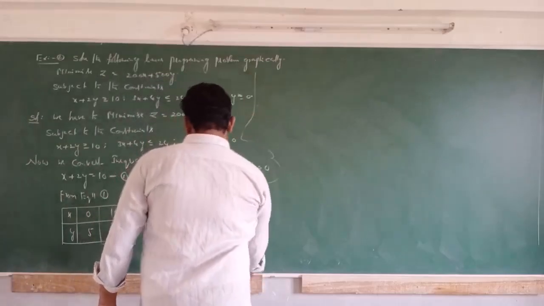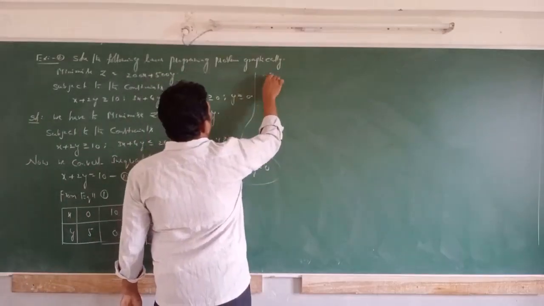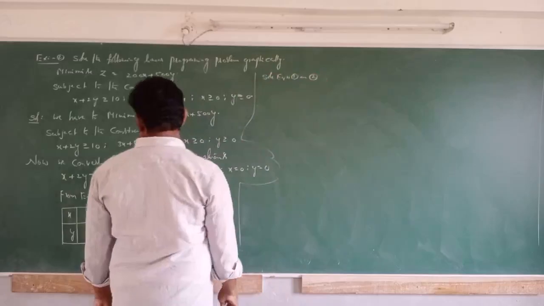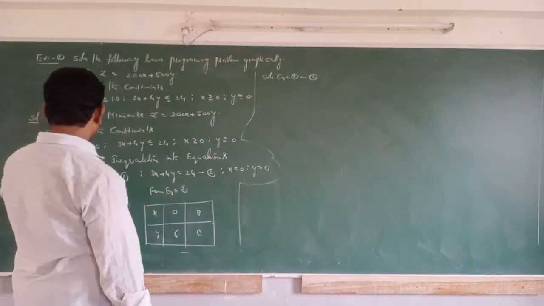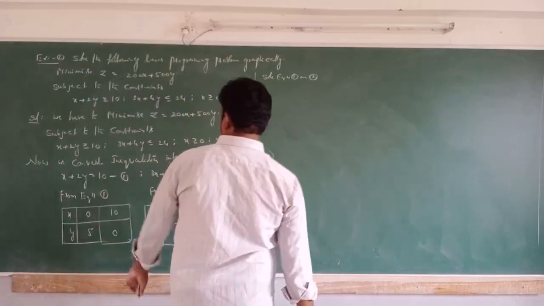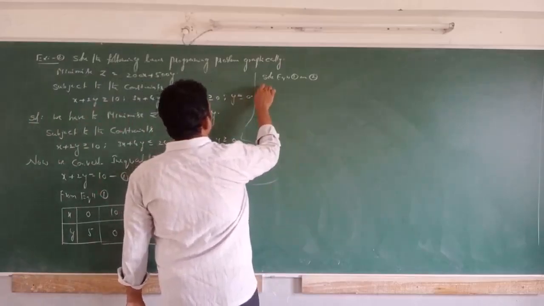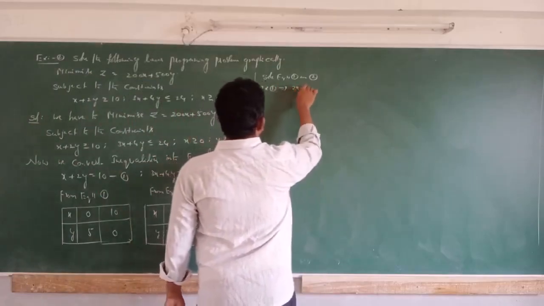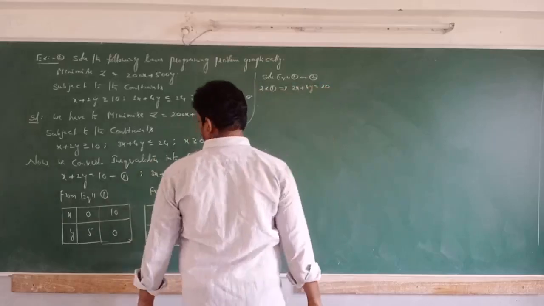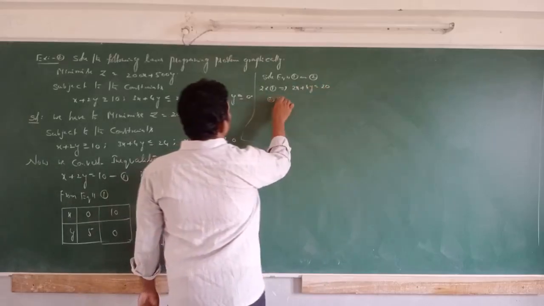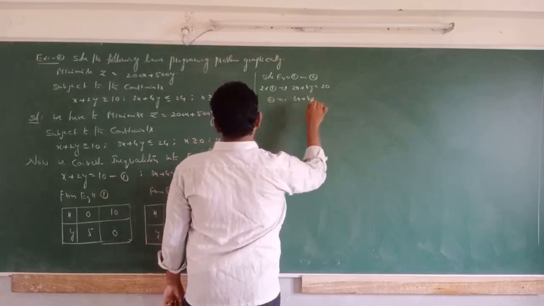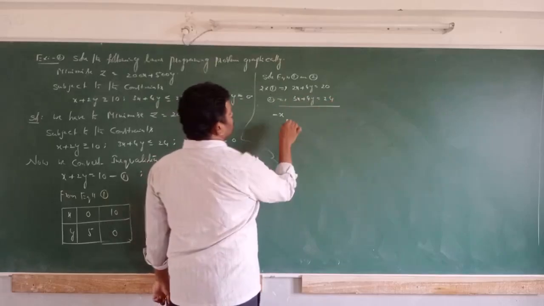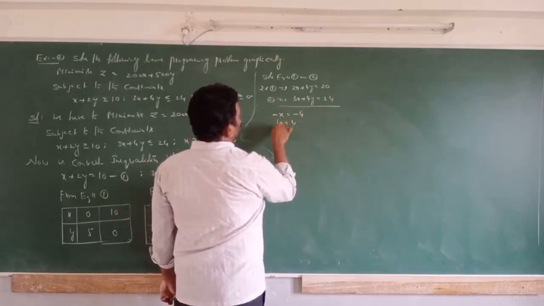Sometimes if you want the point of intersection of equation 1 and 2, solve equation 1 and 2. How to solve them? Multiply equation 1 by 2: 2x plus 4y is equal to 20. Then equation 2 is 3x plus 4y is equal to 24. Subtracting, x minus... we get minus x is equal to minus 4, so x is equal to 4.